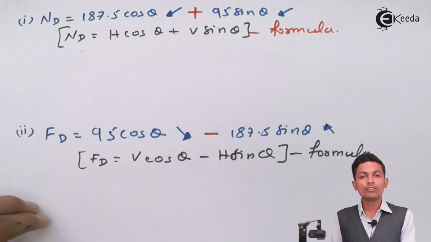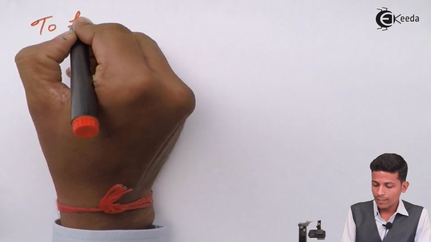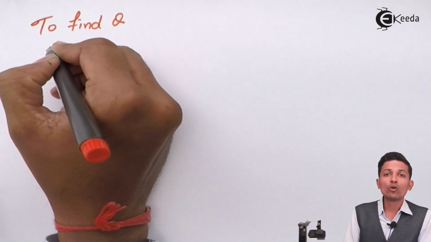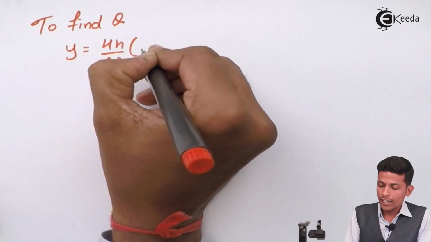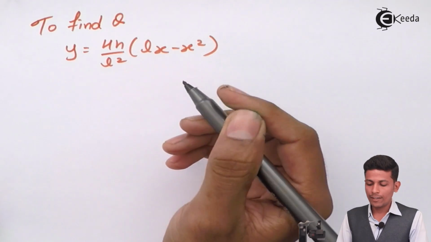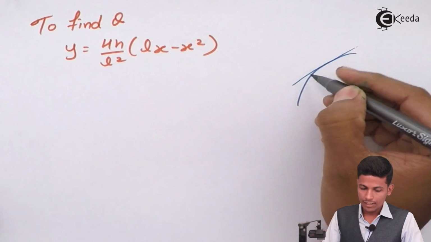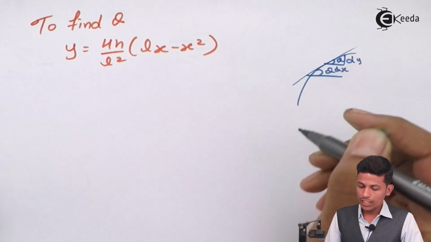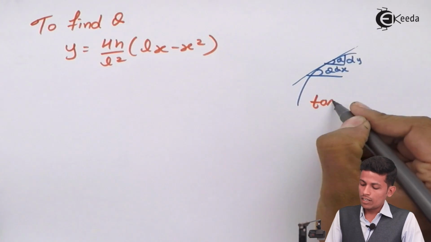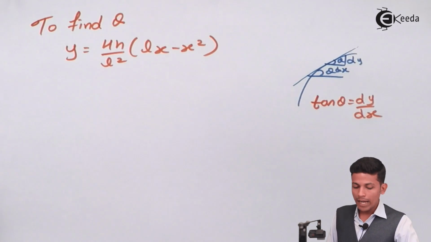Now after that we don't know the theta value, so how will you find theta? As you all know in this chapter, to find any unknown, just simply write the formula of y, 4h upon L square into Lx minus x square. Now how will we write this? See, this is your arch. Take one tangent line, and we have to find this theta. This is dy, this is dx, this is theta. As you all know, tan theta is nothing but dy by dx.